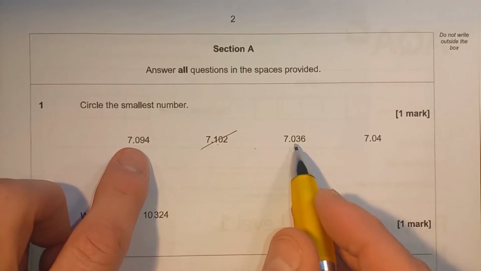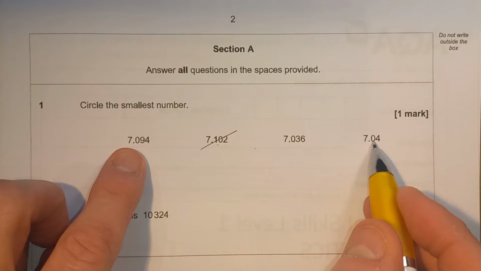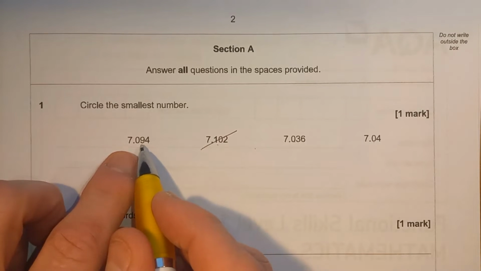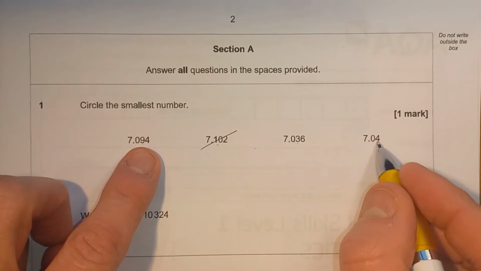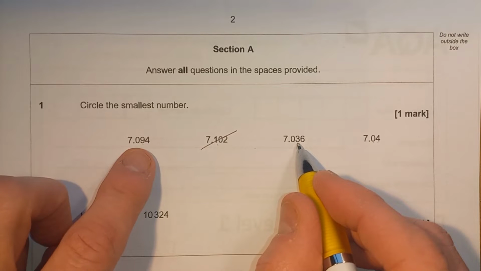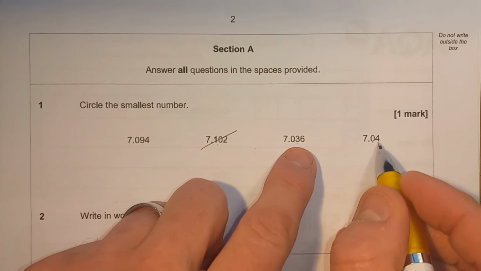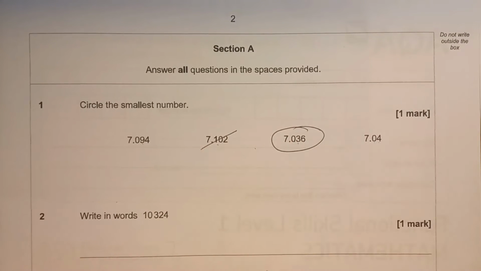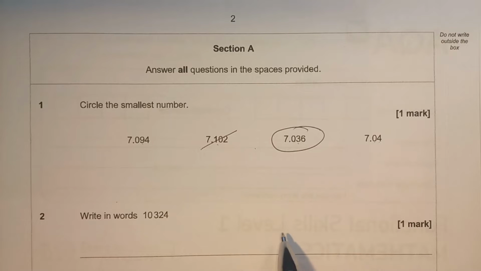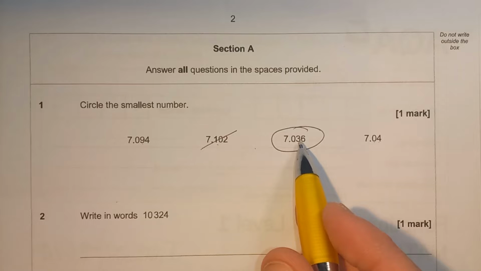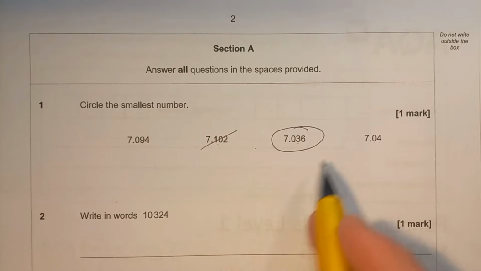But because these all have a 0 as the next digit, we move along to the next digit, so the second decimal place here. We've got a 9, we've got a 3, and we've got a 4. Well, 3 is smaller than 9, and it's also smaller than 4, so it's going to be that one. We don't need to look at the other digits afterwards because they're all going to be even smaller. So we're starting from left to right and moving along that way.